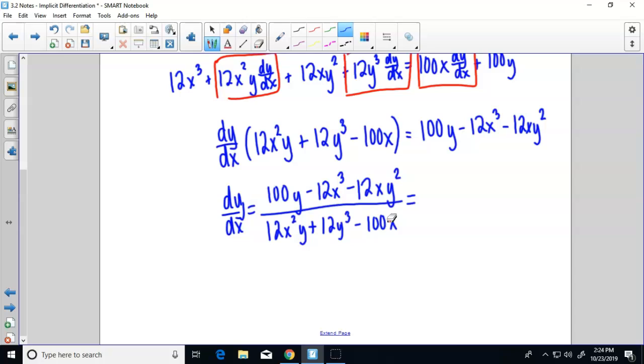So you have 100s and 12s. What number could you divide both 100 and 12 by evenly? 4. So if you do that, it'll at least give you smaller numbers to deal with.